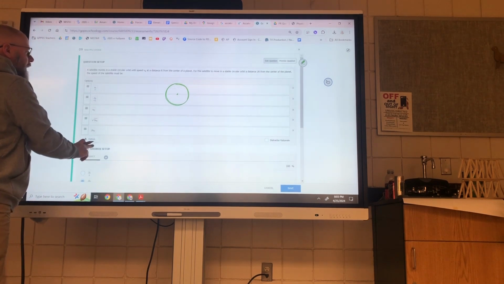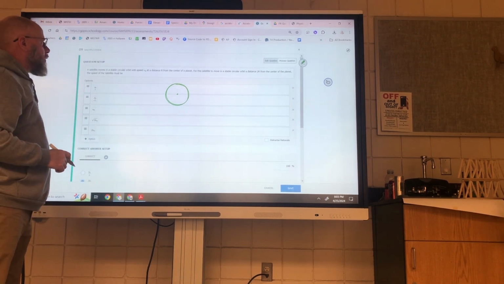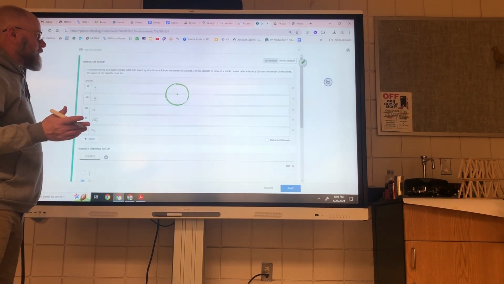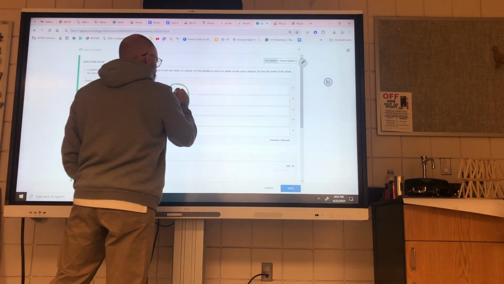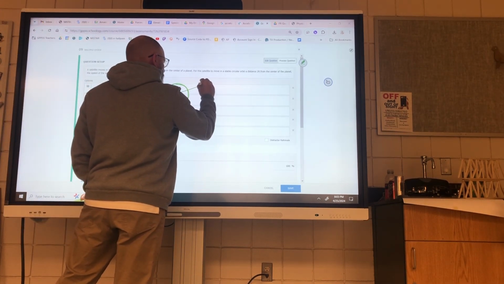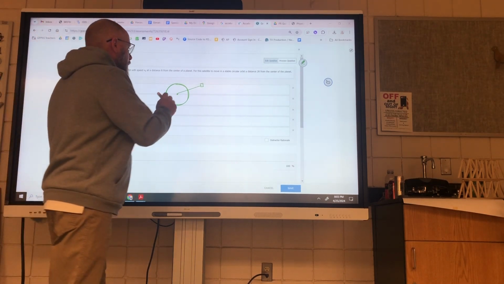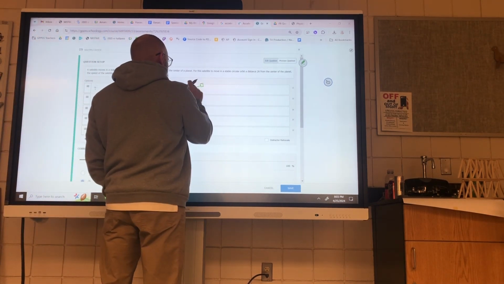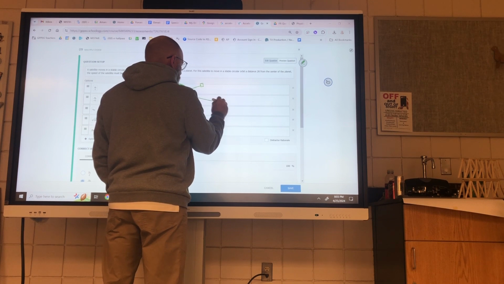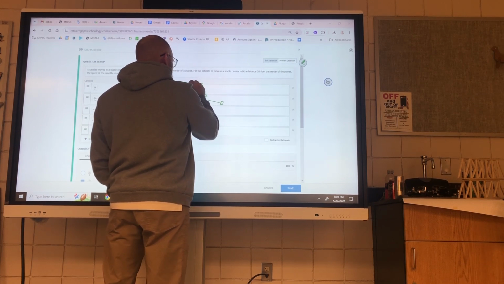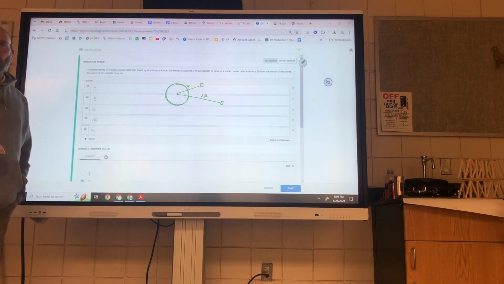It says that a satellite moves in a stable orbit around the Earth with speed v0 at a distance r from the center of the planet. There's my satellite. For this satellite to move in a stable orbit out at 2r from the center of the planet, the speed of the satellite must be... So we're going to move it from here to here. Is that cool? All right.